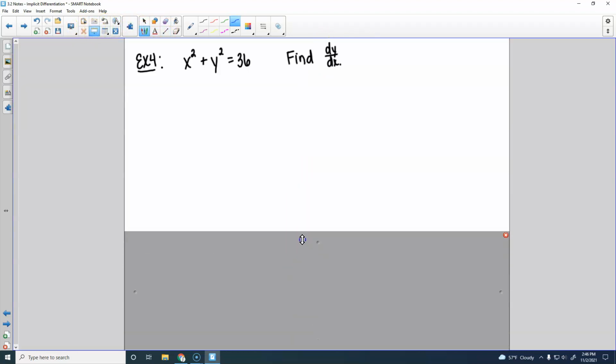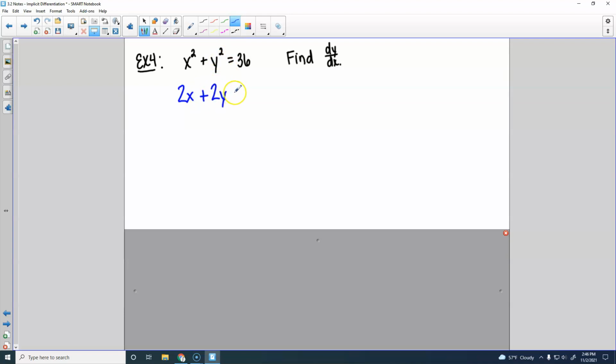Okay, so here we go for this one. We're asked to find dy dx. So we're going to take the derivative of both sides. What's the derivative of x squared? 2x. Noah, get off that phone. And tell me what the derivative of y squared is going to be.